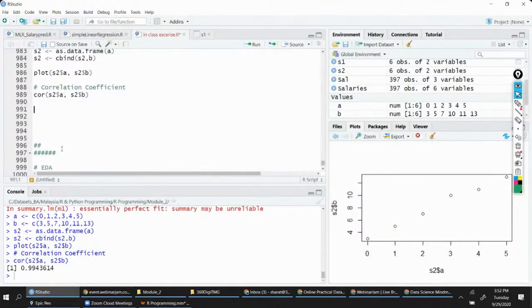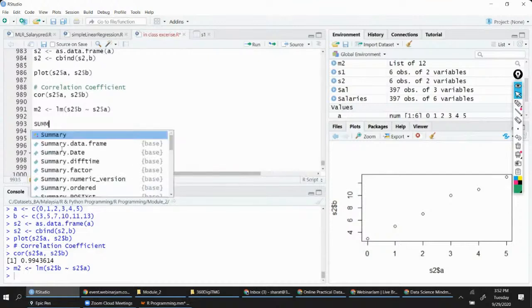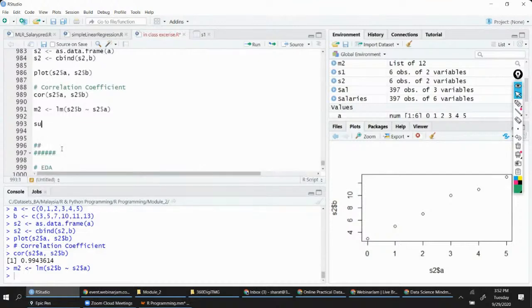So you get 0.99. So if I do lm again, S2$B tilde S2$A, you're basically representing X as A, Y as B, right? So I'm just rewriting that. And I get M2. Now I will do summary of M2.